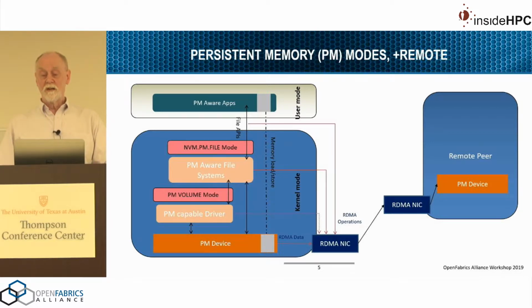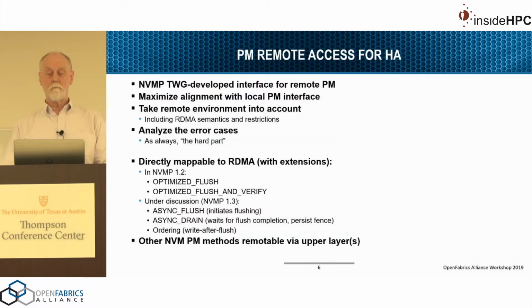Now, if there is software, there's lots more stuff that'll happen. Of course, there will be software. There'll be upper layers. I'll talk about that. But this is, if you will, the most simplified model, where you have PM over there on the right and the SNIA programming model over there on the left. So the remote access for HA that would use this sort of infrastructure is developed by the NVM programming TWG. It's an interface specifically for remote persistent memory. The remote access for HA document talks only about the remote case.